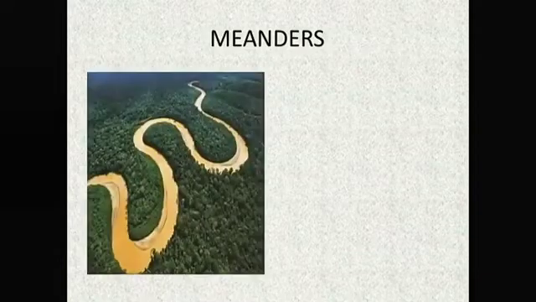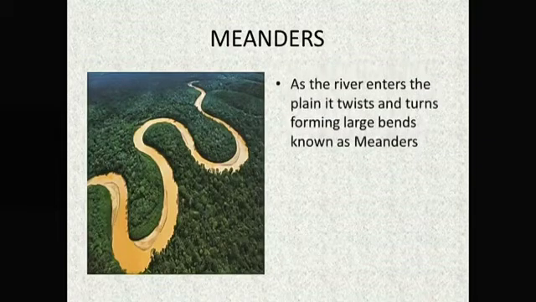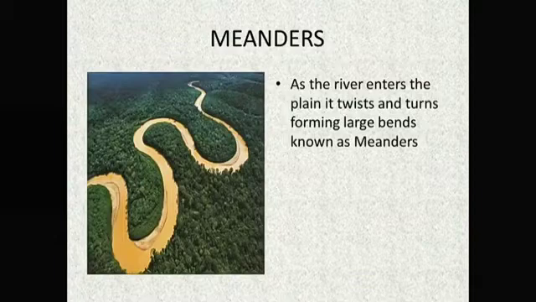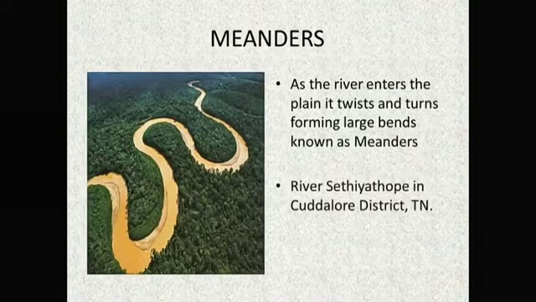Meanders. This is a meander, the twist and turn of a river. As the river enters the plain, it twists and turns, forming large bends known as meanders. Example: meanders along the river Vellar near Sethiyathope in Cuddalore district, Tamil Nadu.